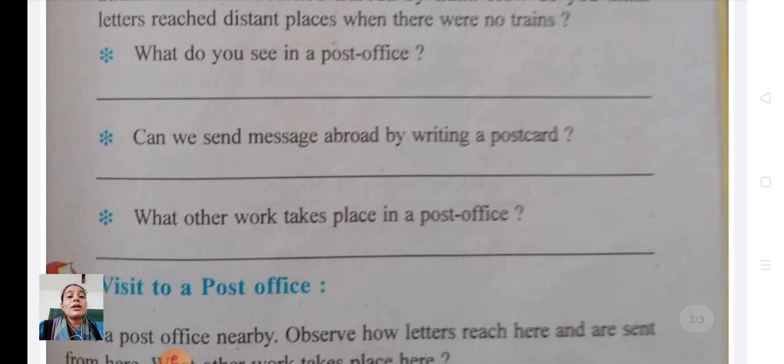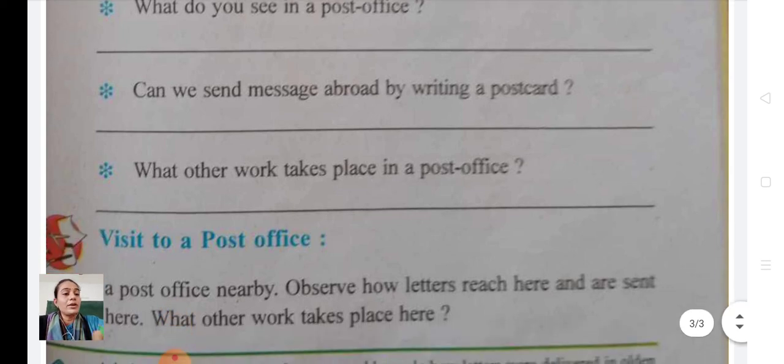Now, what other works take place in a post office? The answer is there are so many works that take place in post office like accepting parcel, money order forms, work related to paying telephone and electricity bills, issuing of national saving certificate for investing money, etc. Okay. So with this we are going to put a video over here.